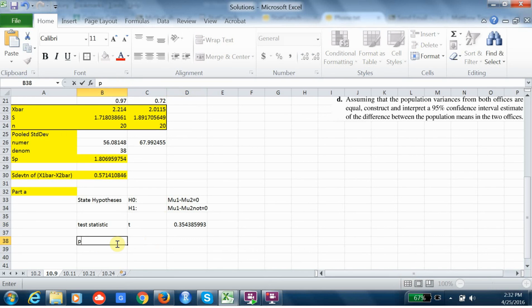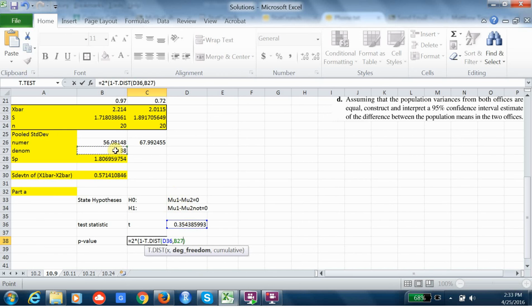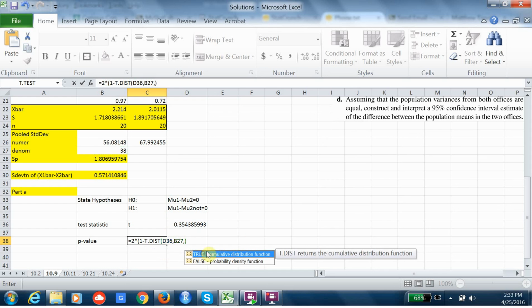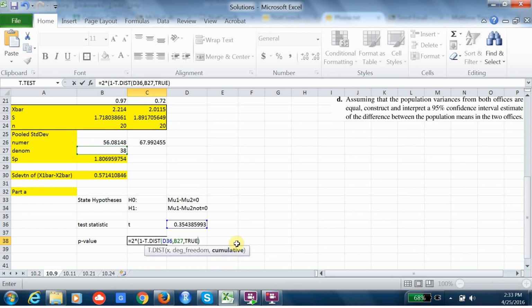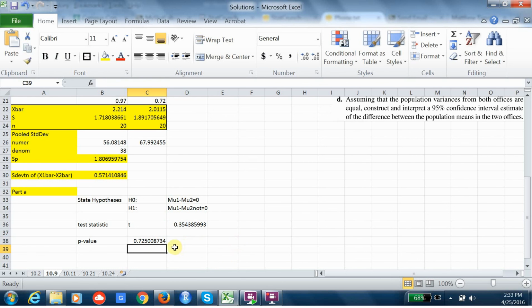Okay, let's go ahead and compute the p-value. So we're doing a two-sided test, and we have a positive test statistic. So remember that this is going to be 2 times 1 minus, and now I'm going to do T.DIST. There's my test statistic. I have 38 degrees of freedom, and it is cumulative. Okay. And it's going to be very large. Okay. So my decision rule is actually quite simple now.